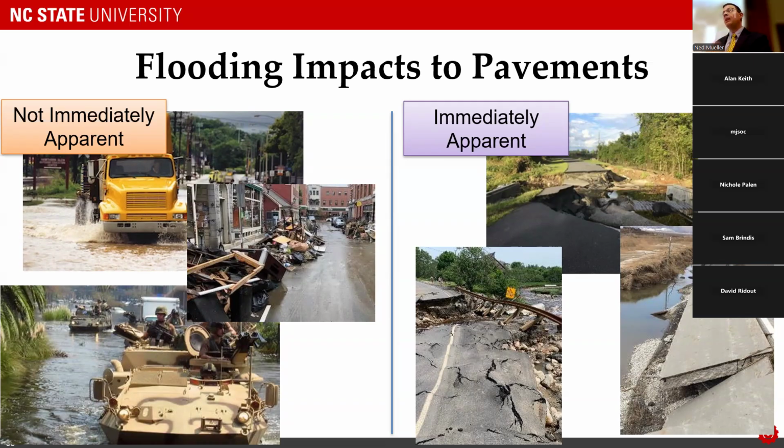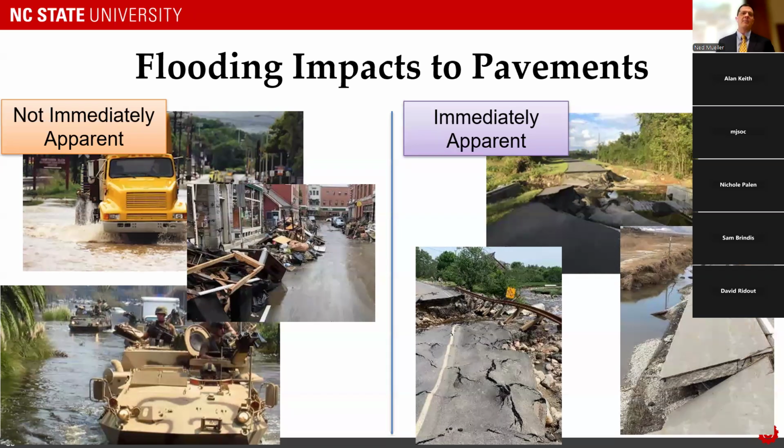And the immediate acute response to that is pretty clear. We need to open for traffic, for mobility. Let's repair that right away. In our opinion, the more dangerous or more worrisome damage is the one that doesn't show up immediately.